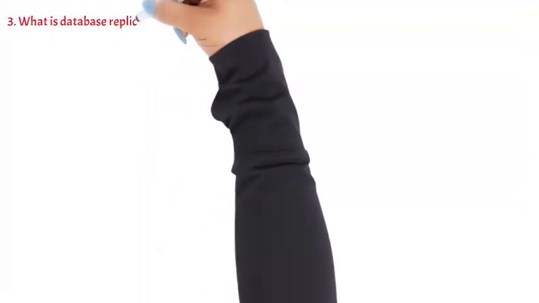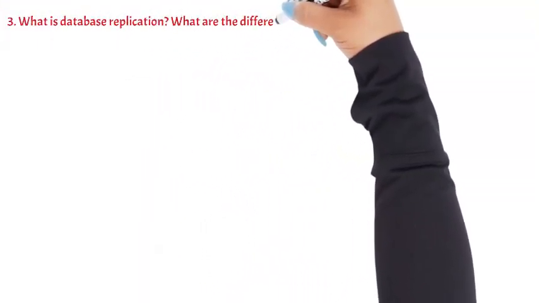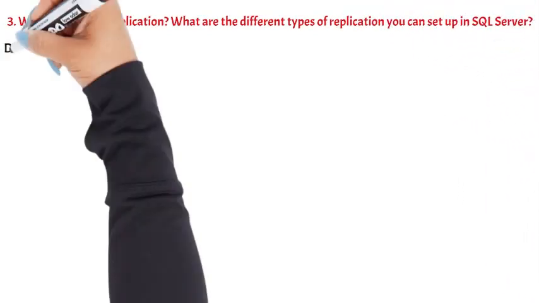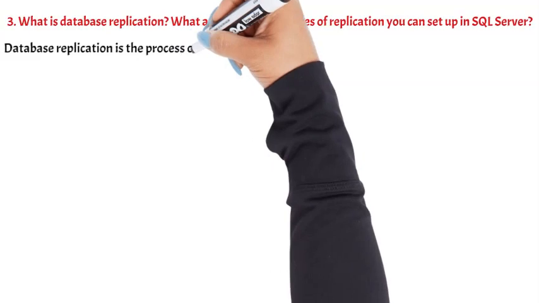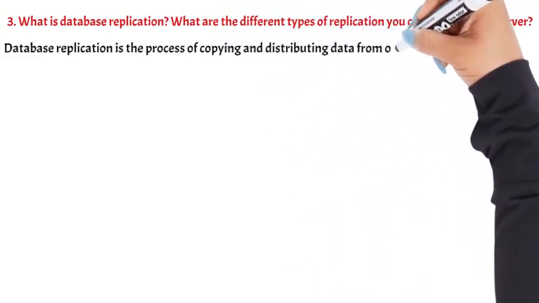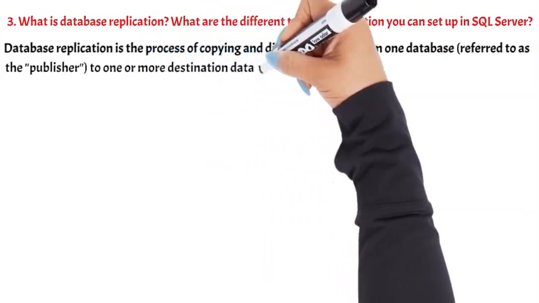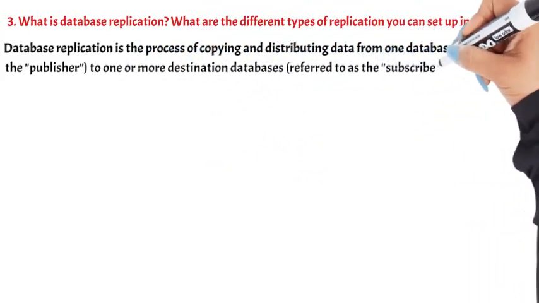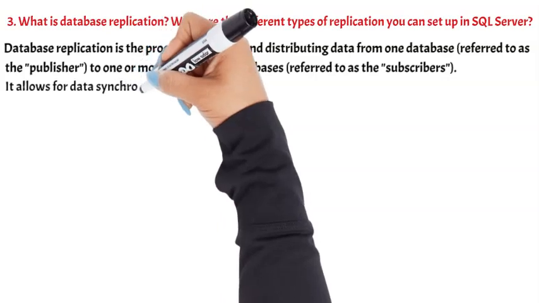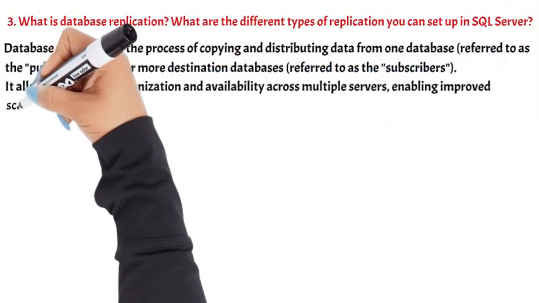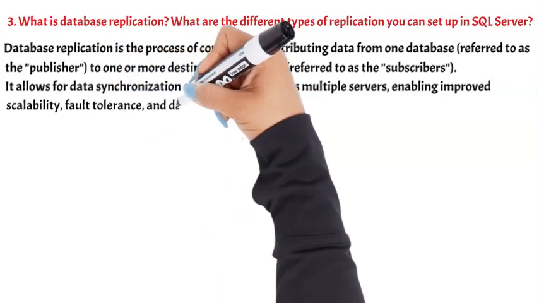3. What is database replication? What are the different types of replication you can set up in SQL Server? Database replication is the process of copying and distributing data from one database, referred to as the publisher, to one or more destination databases, referred to as the subscribers. It allows for data synchronization and availability across multiple servers, enabling improved scalability, fault tolerance, and data distribution.